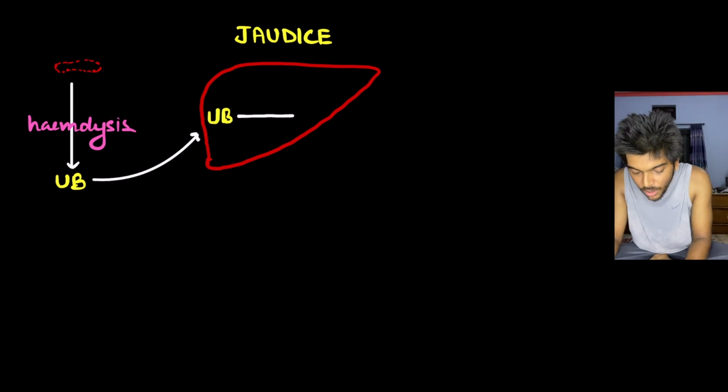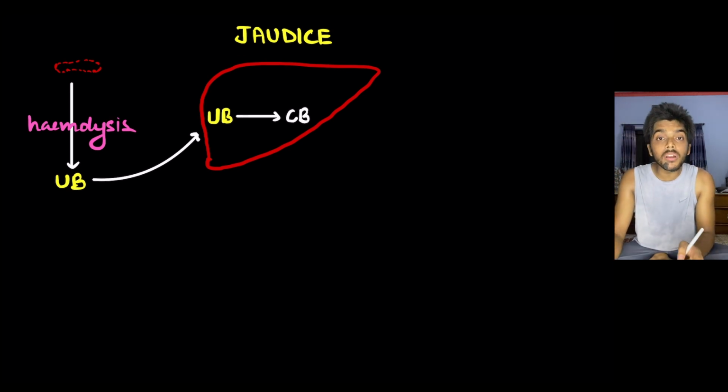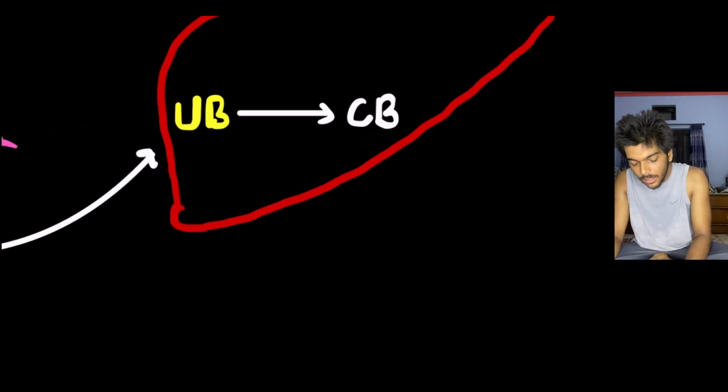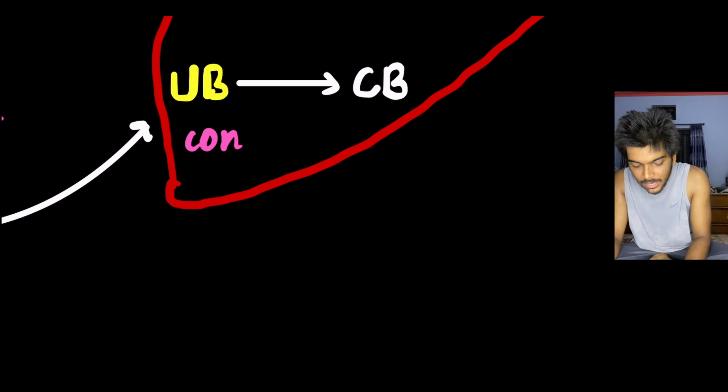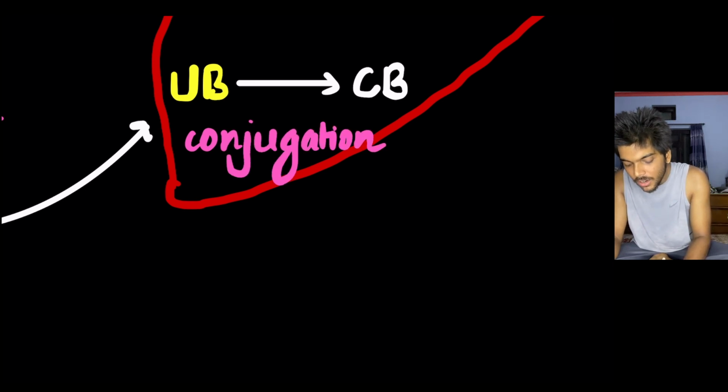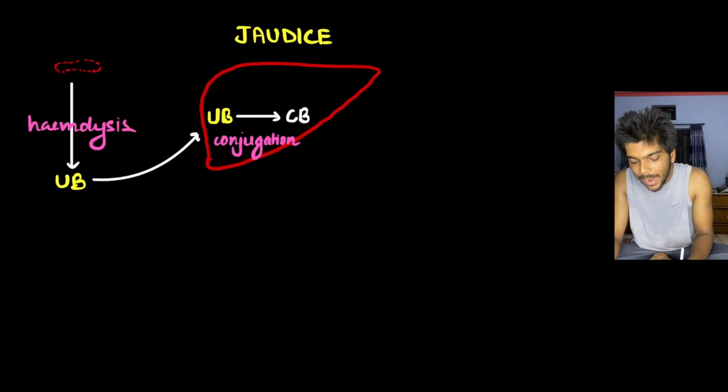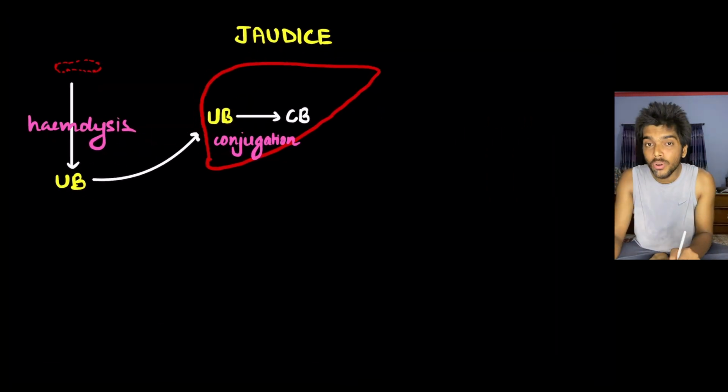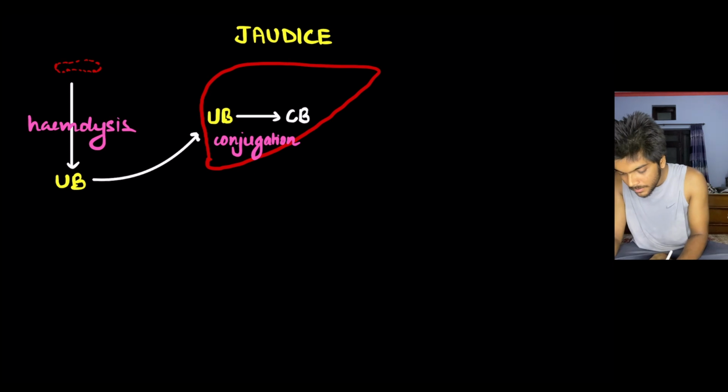Then the process of conjugation takes place, which converts unconjugated bilirubin to conjugated bilirubin. Conjugated bilirubin is water soluble and excretable. The process that allows this conversion is conjugation. After that, conjugated bilirubin from the hepatocyte is secreted into biliary canaliculi.